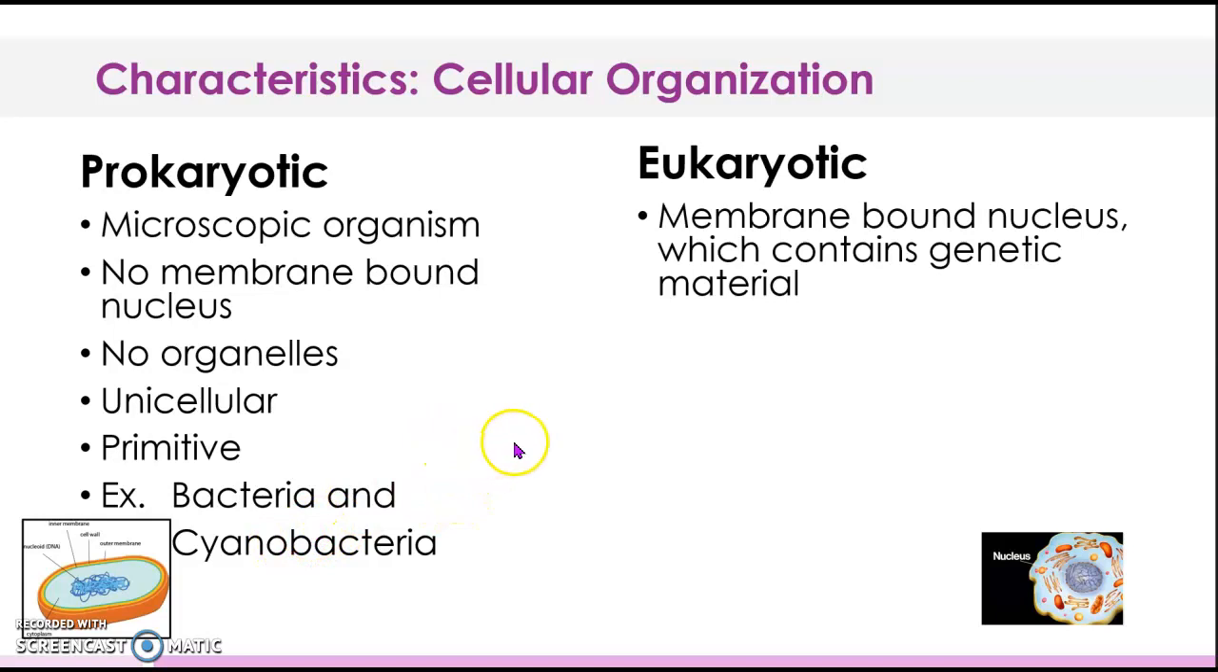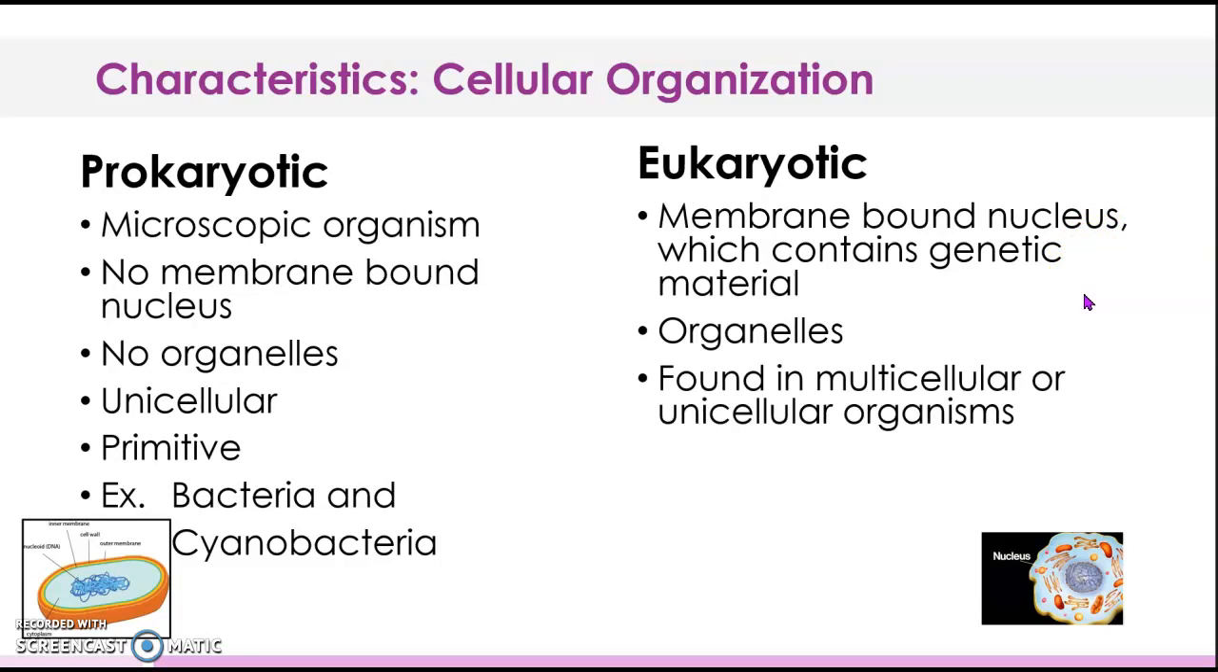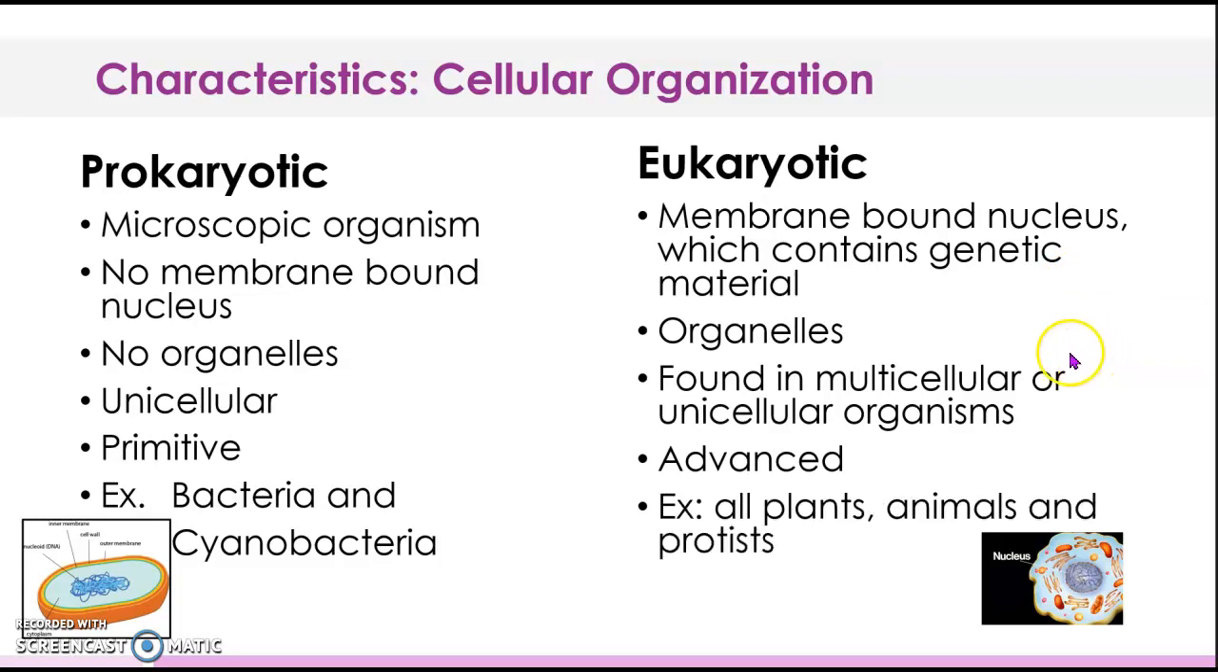Okay, let's look at eukaryotic cells. Eukaryotic cells, they're membrane-bound. They have a membrane-bound nucleus, which contains genetic material. They have organelles found in multicellular or unicellular organisms. They're advanced. And an example is all plants, animals, and protists. So a eukaryotic cell, it has a nucleus, it has organelles, it's multicellular, but it can also be organisms that are made of one cell. It's much more advanced, and examples are plants, animals, and protists.